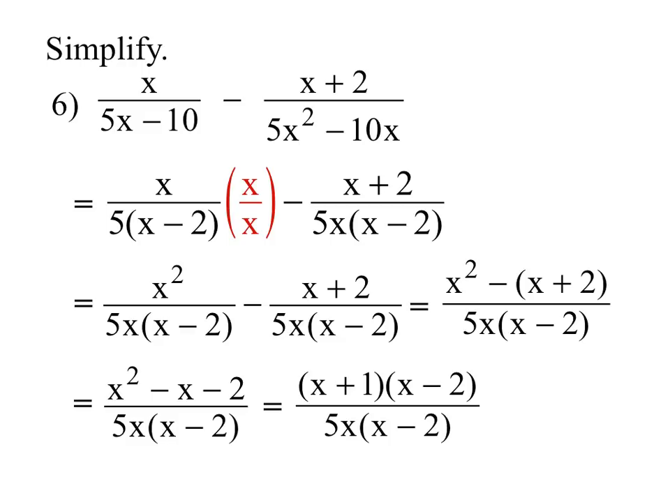Use your x marks the spot to factor it. x plus 1, x minus 2 multiplies to negative 2 and adds to negative 1, positive 1 and negative 2. And now we can factor out our x minus 2, and we are left with x plus 1 over 5x.